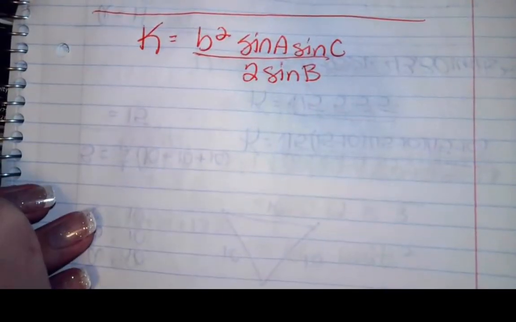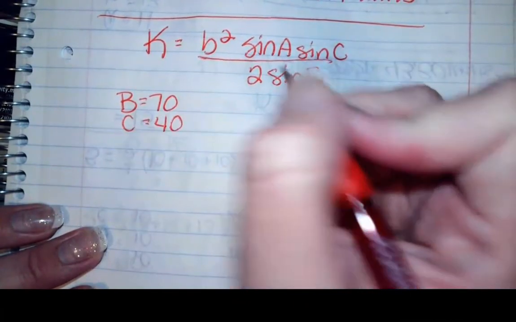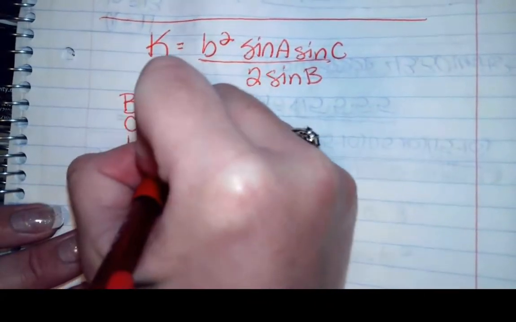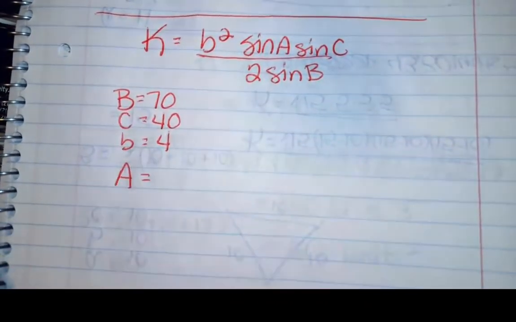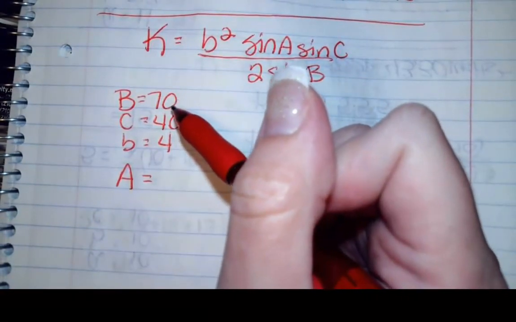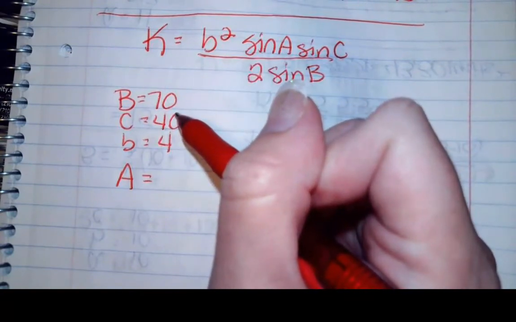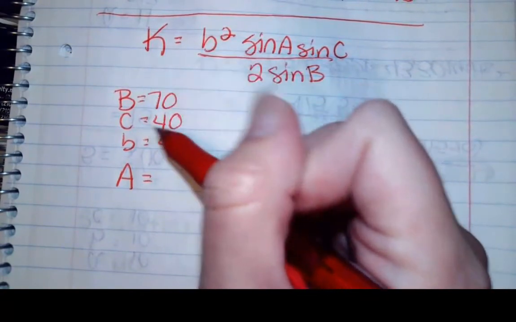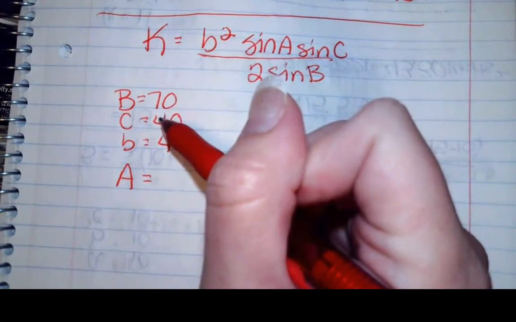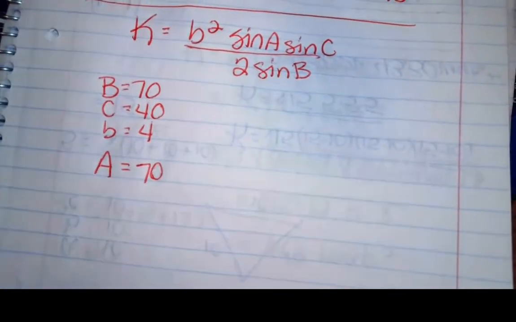So what am I given? B is 70. Big B is 70. Big C is 40. And little b is 4. Which means I need to know what big A is. So I know that this is 110. So 180 minus 110 is going to be 70. So A is 70 degrees.